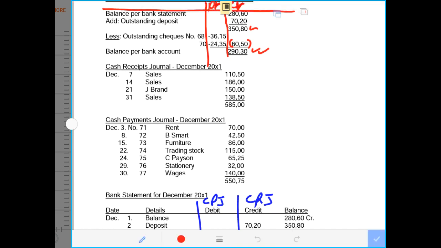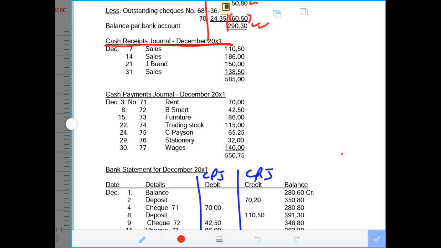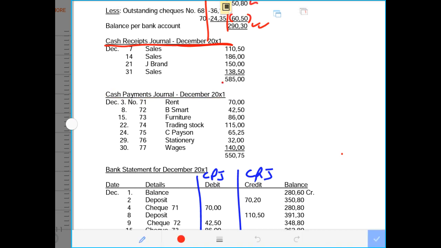Then we have our cash receipt journal, just to emphasize everything, and it's at the end of December 2001. If you look at the previous BRS, it's at 30 November 2001. So this is obviously the previous reconciliation period, which is the previous month in this case. Then we go to the cash payment journal, at December in the year 2001, and we are given all the figures for the cash payment journal. Take note that in the receipt we have the total given to us, and also in the payment we are also given the total already.